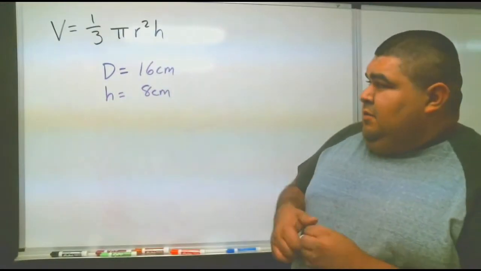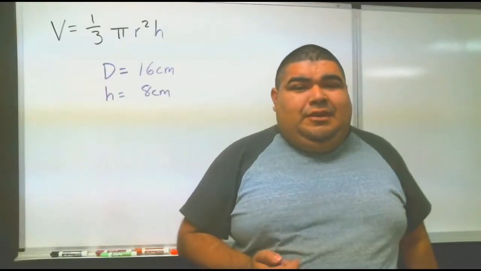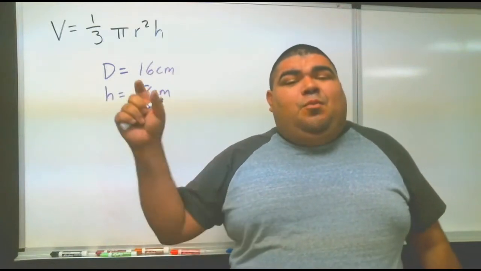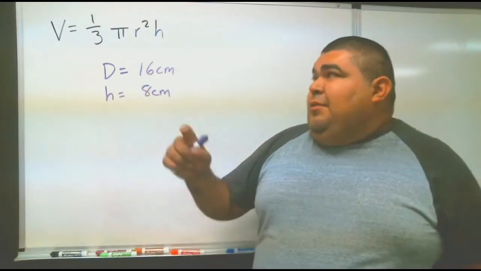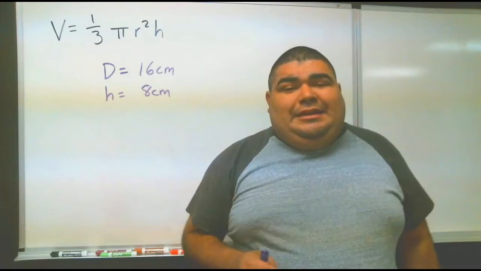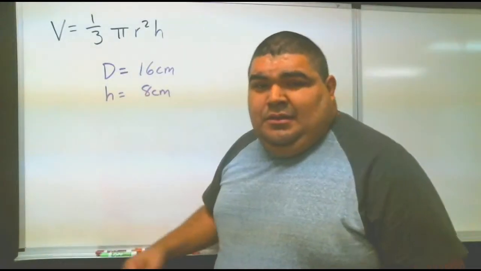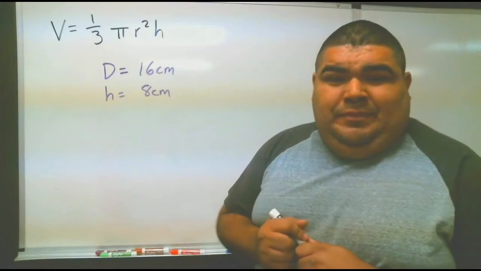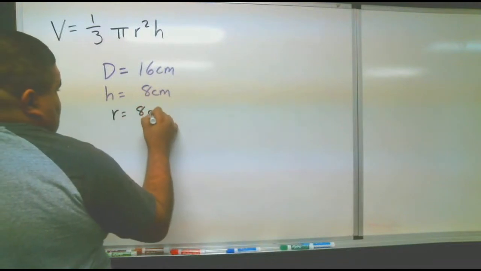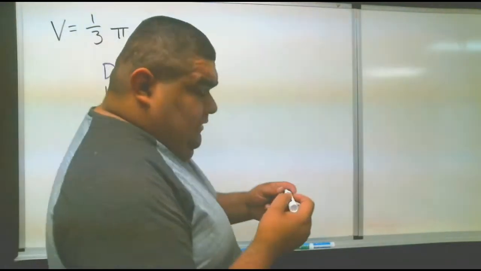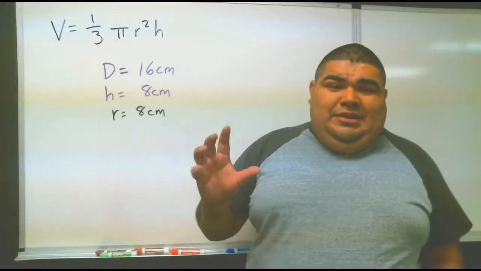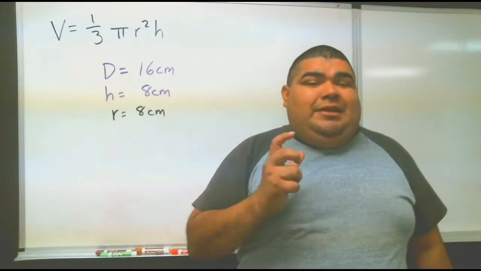Notice that we do not have a radius, but we do have a diameter. The diameter is from one edge to the other. The radius is from the center to one edge. So all we have to do to this diameter is cut it in half. 16 divided by 2, so our radius equals 8 centimeters. Now that we have everything we need, we can plug it into the equation.